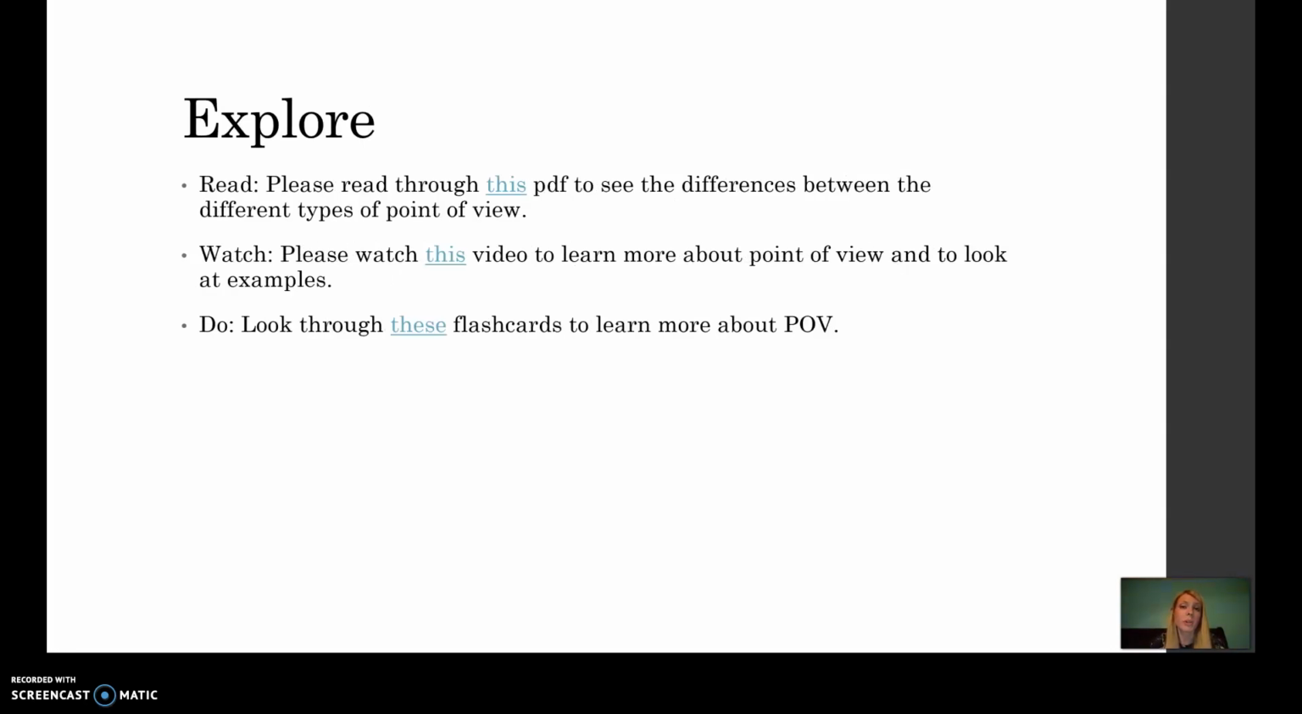All right, for the explore portion of this lesson, I'd like you to read through this PDF to see the differences between the different types of points of view. I'd like you to watch this video to learn more about point of view and look at some examples. And then I have some flashcards I'd like you to flip through in this link to learn some more about point of view as well. So please take a few moments to complete these activities.